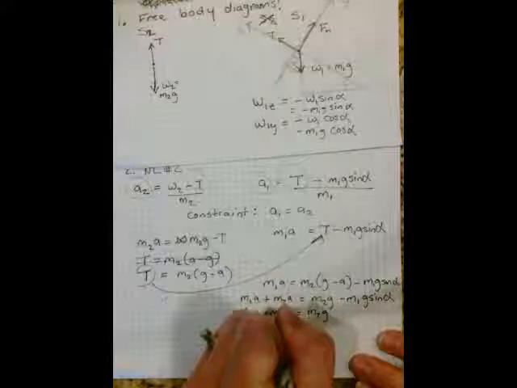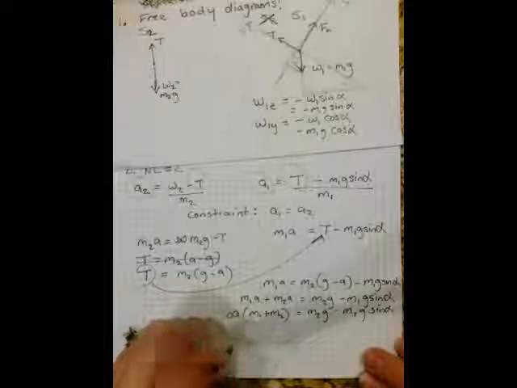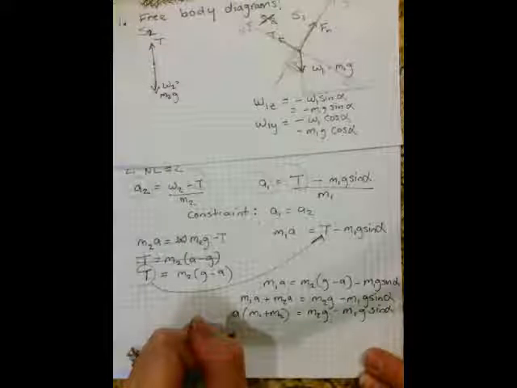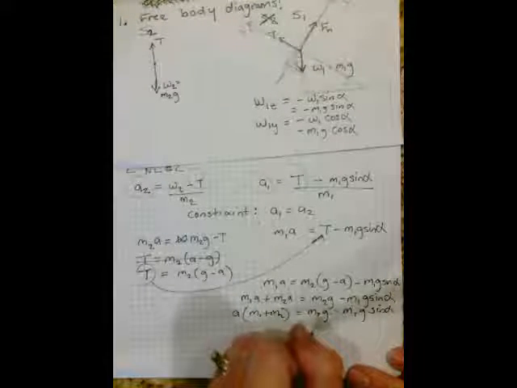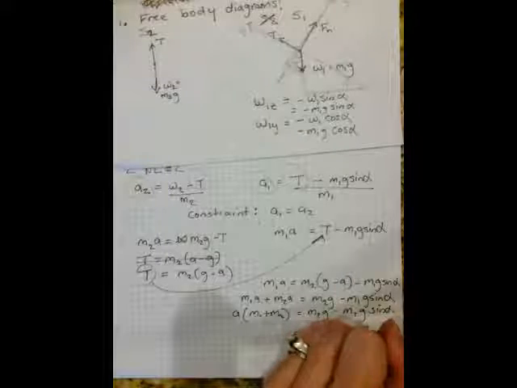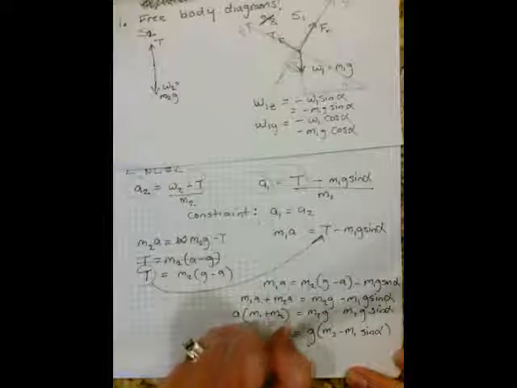A times M1 plus M2 is equal to M2G. I guess I could collect the G's. I might as well, but too late. I already wrote it in pen. G sine alpha. I hope that the algebra is not an issue right now for you, but I'm trying to show all the steps, and I'm also just working this out as I go. So on the right side, I've got a G. I can collect that. That's all I can do. So M2 minus M1 sine alpha on the right side, and I still have my A, M1 plus M2.